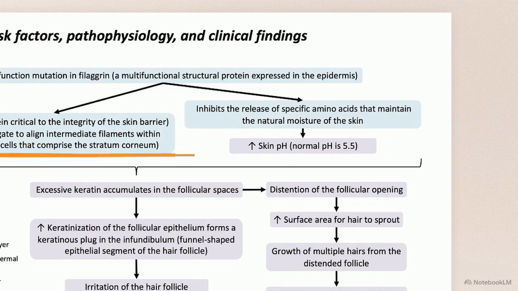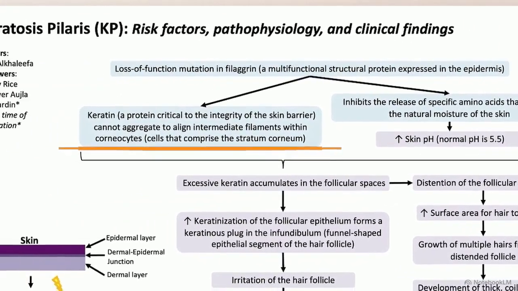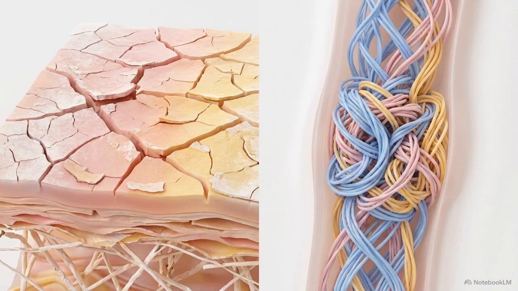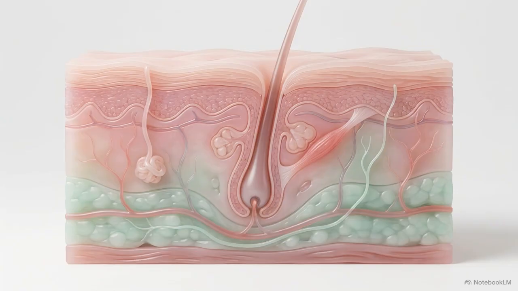Simultaneously, the chart's left side maps a structural failure involving keratin. Without functional filaggrin to organize it, keratin cannot aggregate correctly. It fails to align intermediate filaments inside the skin's dead outer cells, or corneocytes. The combination of these two pathways, a depleted moisture barrier and a breakdown in cellular alignment, creates an environment primed for mechanical obstruction. To see that obstruction form, we must zoom in from the broad epidermis and focus on the microenvironment of a single hair follicle.